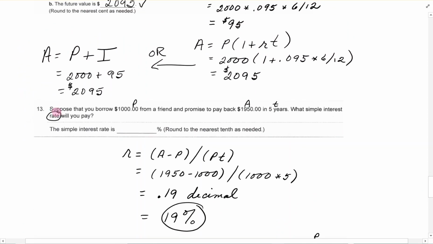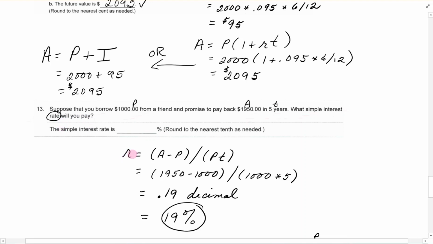Let's look at number 13. It says, suppose you borrow $1,000 from a friend. That's your principal or your present value. And promise to pay back $1,950 in 5 years. Well, that's in the future, so that's your future value, your future amount, it's A. In 5 years, that's your T. What simple interest rate will you pay? That means that you need the formula for R.